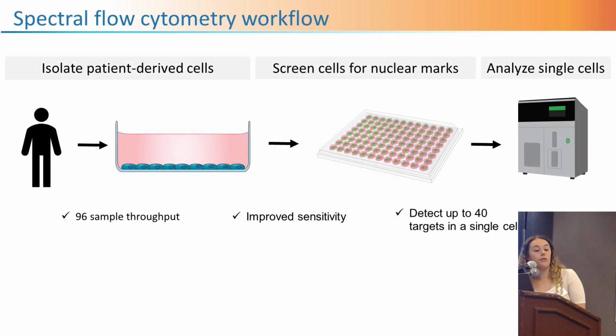And so this is a very brief overview of what the protocol looks like. So it starts with collecting the patient samples and putting them through that process of reprogramming and then differentiating them into the desired cell type. And then we can screen for these different marks in cellular processes. And then we put them through the spectral flow cytometry and use a software to analyze this. And with this protocol, we've been able to improve the amount of samples we're able to look at once, and also increase the amount of marks that we are looking at.